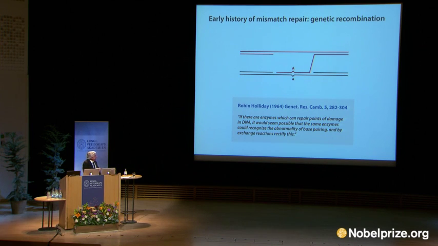He also pointed out that if this heteroduplex should span a genetic difference between the two DNAs, it will contain one or more mismatched base pairs. And he invoked processing of those base pairs as the basis of the recombination-associated phenomenon called gene conversion, noting that if there are enzymes which can repair points of damage in DNA, it would seem possible that the same enzymes could recognize the abnormality of base pairing and by exchange reactions rectify this.